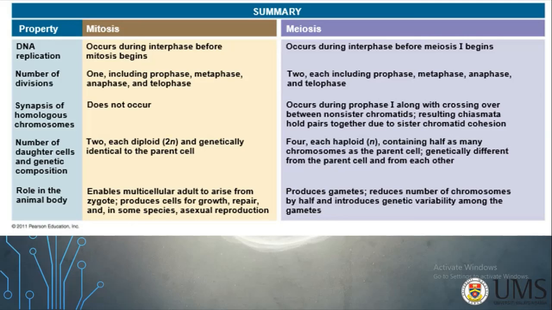So in summary, for DNA replication, in mitosis, DNA replication occurs during interphase before mitosis begins. However, for meiosis, the DNA replication occurs during interphase before meiosis 1. Mitosis undergoes one division, and meiosis undergoes two divisions. In mitosis, there are no such special events, but for meiosis, synapsis occurs during prophase 1 along with crossing over between non-sister chromatids, which results in chiasmata that hold all pairs together due to sister chromatid cohesion.